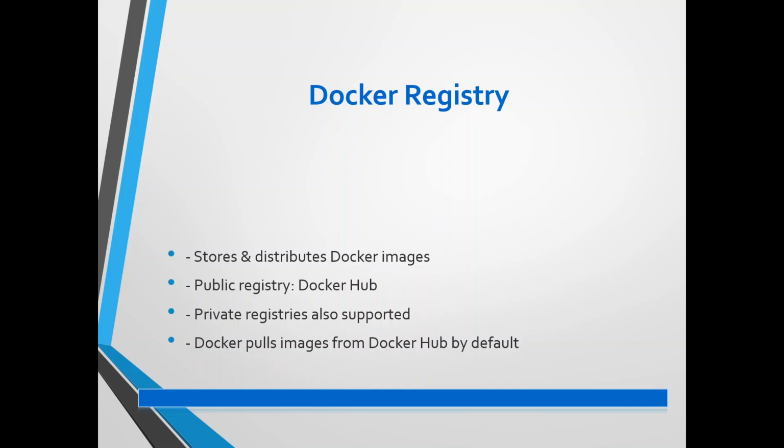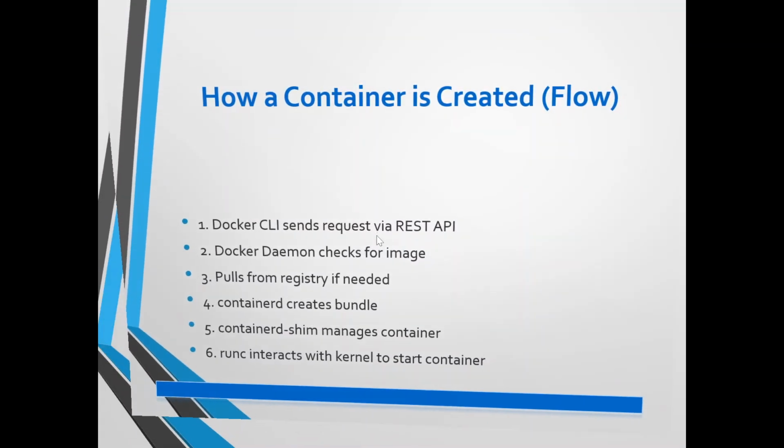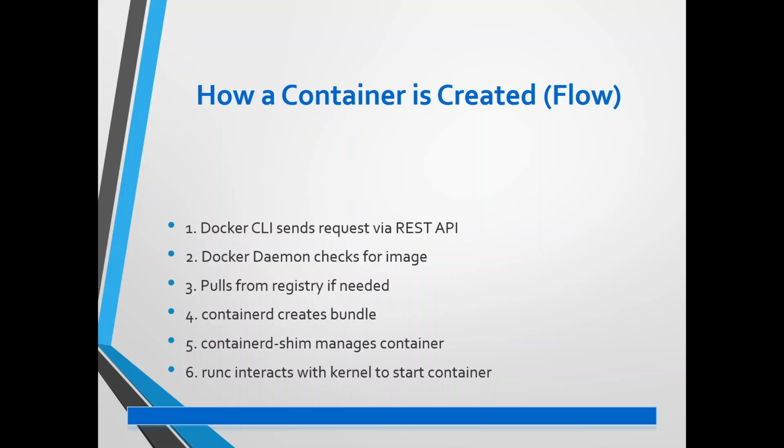Next, we'll understand how a container is created. We'll see the step-by-step flow. You run a command using Docker CLI. Then Docker CLI sends the request through the REST API to the Docker daemon. Next step, Docker daemon checks if the image already exists locally. If it is present locally, it proceeds, and if not, it downloads the image from the registry, like the example I gave, Docker Hub.